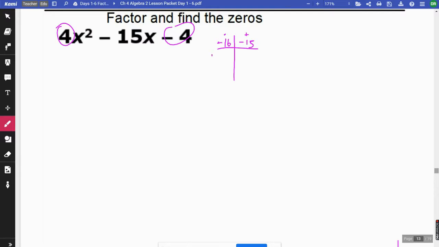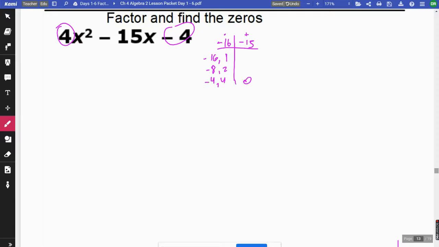So I'll start at the top. I know that 16 and 1 multiply to be 16, 8 and 2, 3 doesn't work, 4 and 4, and then that's it. I know that one of these has to be negative because it multiplies to be a negative. And when I add them, I get a negative, that's -15, so then my larger number has to be negative. So I can add these up.